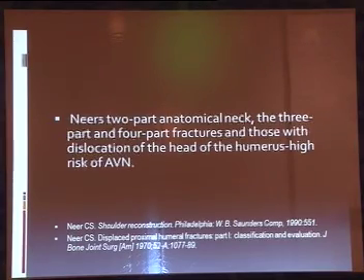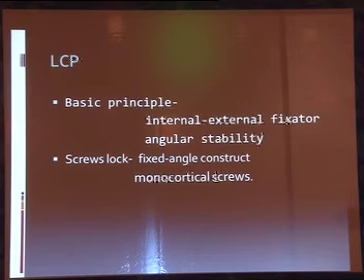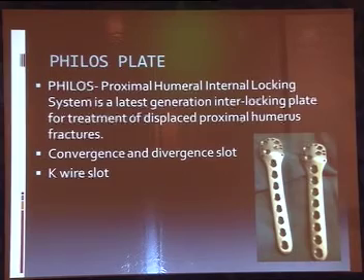Neer's 2-part anatomical neck fractures or 3-part or 4-part fractures with dislocation have a high risk of AVN, which have to be fixed surgically. Coming to LCP, the basic principle is an internal fixator with angular stability. The screw which locks in the plate gives us a fixed angular construct, and monocortical screws can also be applied. The Philos plating which we use in the proximal humerus, the internal locking system, is the latest generation for the treatment of displaced proximal humerus fracture, which has convergent and divergent holes with the K-wire holes for the locking.